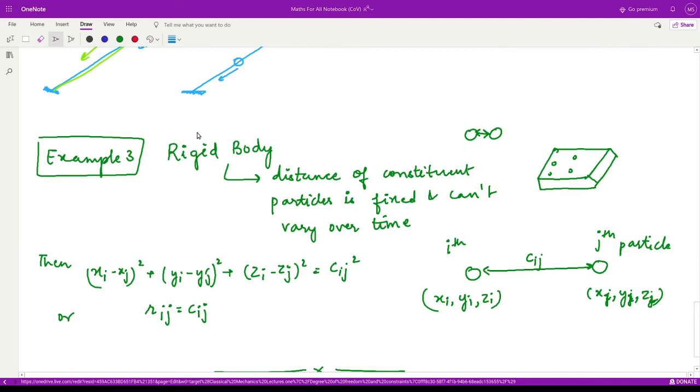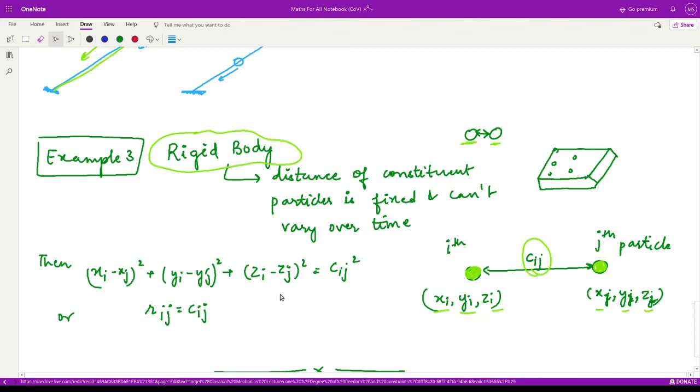We have this constraint of a rigid body. And what is a rigid body? A rigid body is something which is solid and does not change its shape over time. That means every two particles in that rigid body keep the same distance at all times. So suppose this is the ith particle and this is the jth particle. They have coordinates xi, yi, zi and xj, yj and zj, and the distance between them is cij, which is the same at all times.